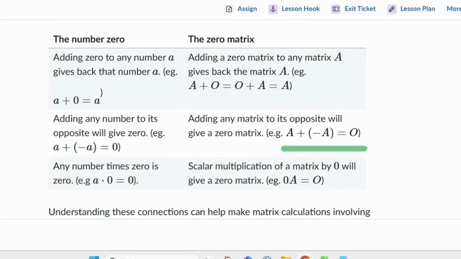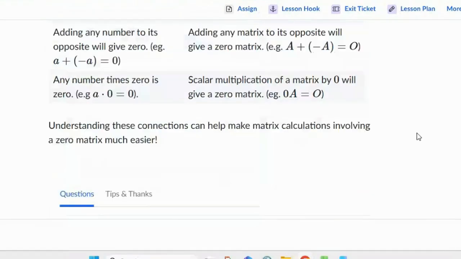Same thing with matrices. Any number times zero is zero, and any matrix times a zero matrix or times a zero gives us a zero matrix. So that is that lesson. So when you get to the quiz and it asks about a zero matrix, you've got that.